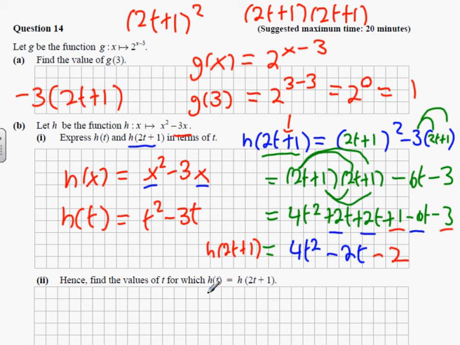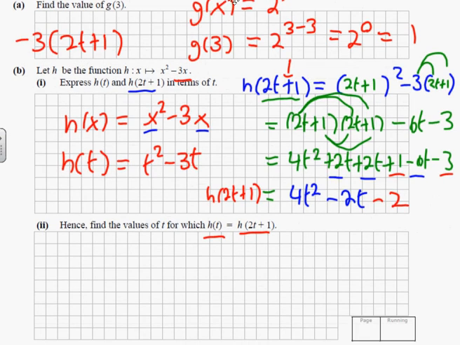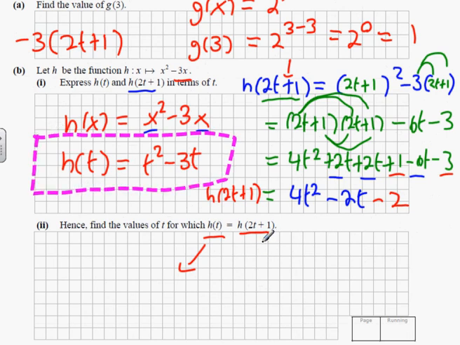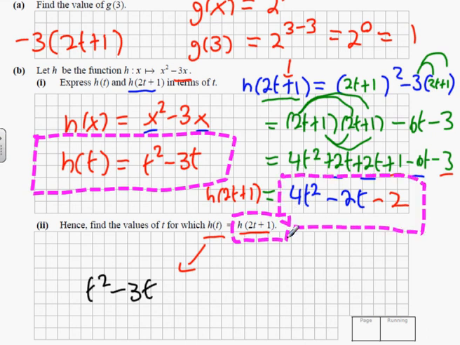Now, hence, find the values for which h of t equals h of 2t plus 1. Any ideas how to make an attempt on that? What is h of t? Fine, next. What is h of 2t plus 1? 4t squared minus 2t minus 2. That's what we were asked to get up here. In this question, that's what we got.